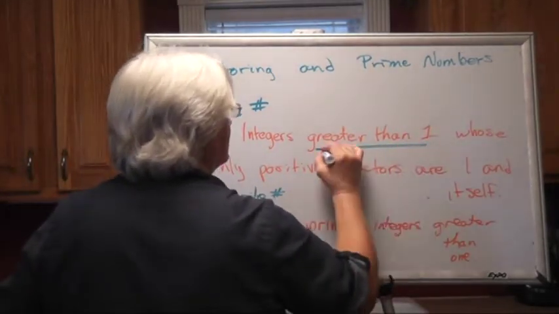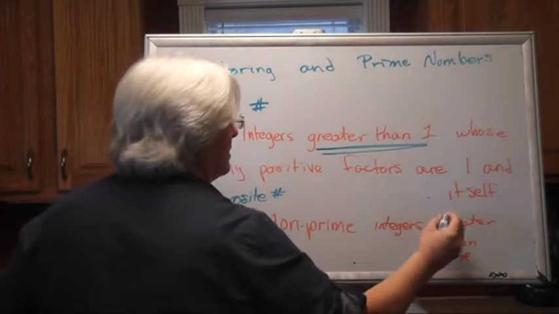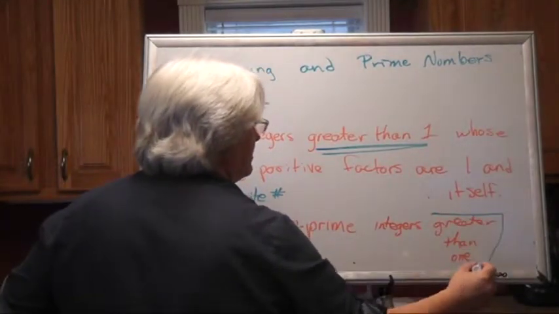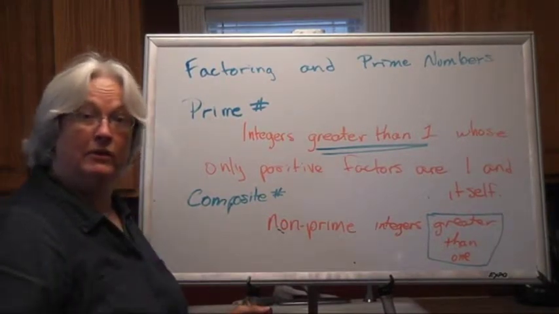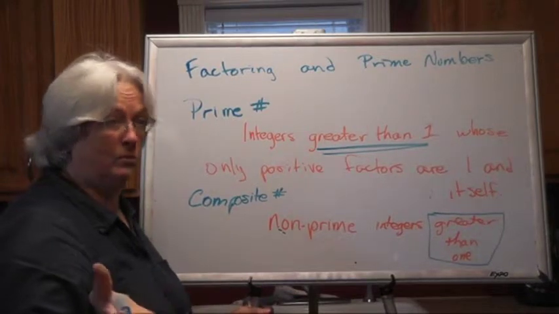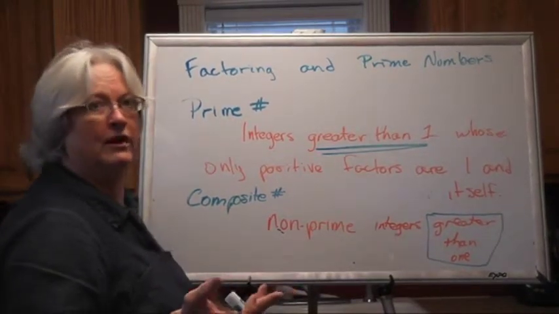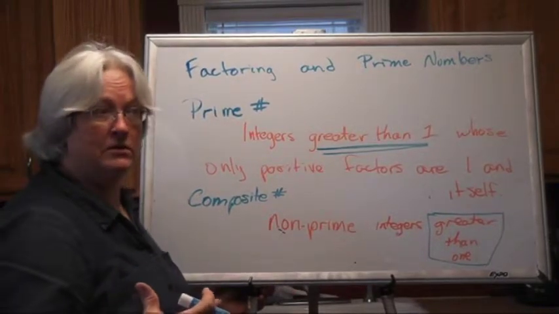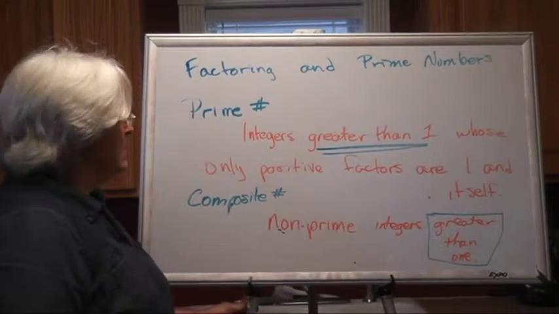lot of adults have difficulty with when they're talking about prime numbers and prime factoring is they try to say that 1 is a prime number because the only factors of 1 are the number itself and 1. 1 times 1 is 1. They also might try to say that 0 is a prime factor. Not so often, but sometimes they do. Well, 0 times anything is 0.